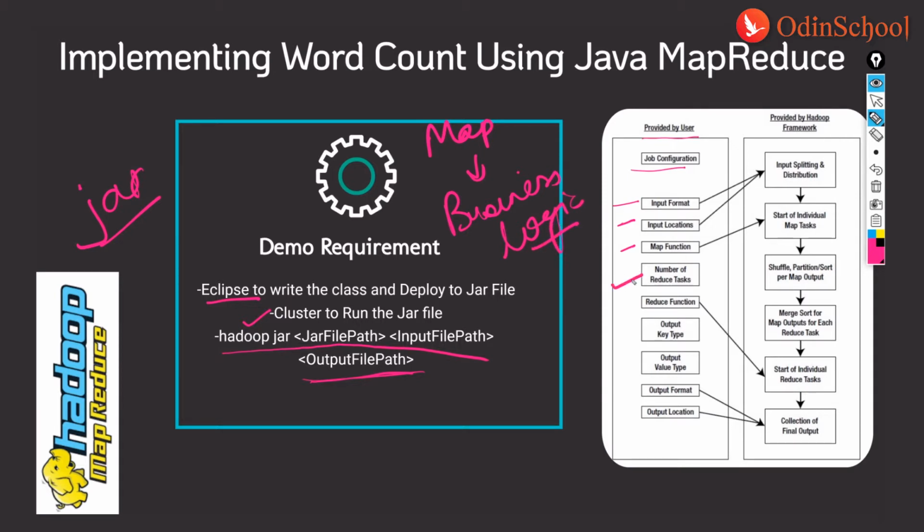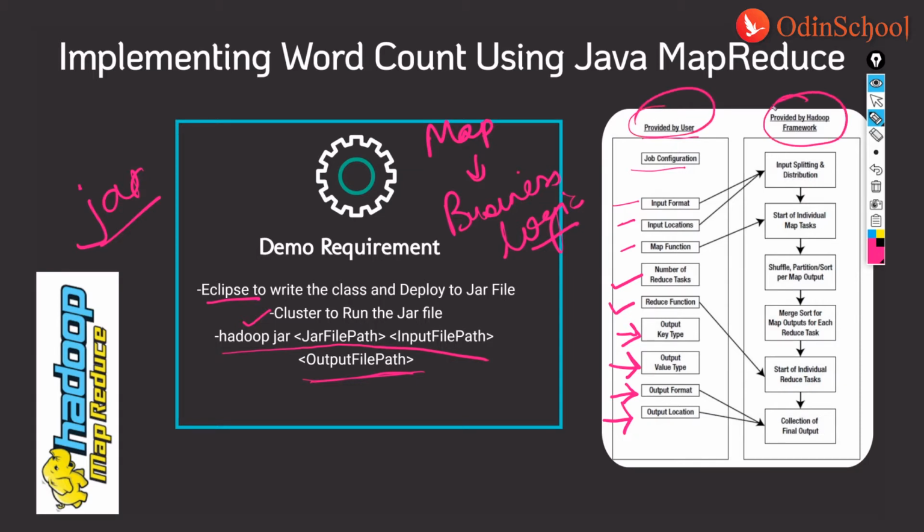Number of reduce tasks, that also you can provide. Reduce function, where you will write the aggregation logic, right? Then output key type, which means whatever output you are going to get, what should be the output key and value type, right? So that also you have to specify. Output format: right now we are having text input format, and we want the output also in text output format. So that would be text for us, but it can vary from program to program. Then you can also specify the output location. So these are the user-provided parameters.